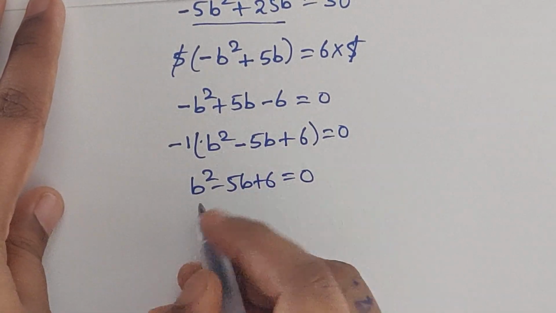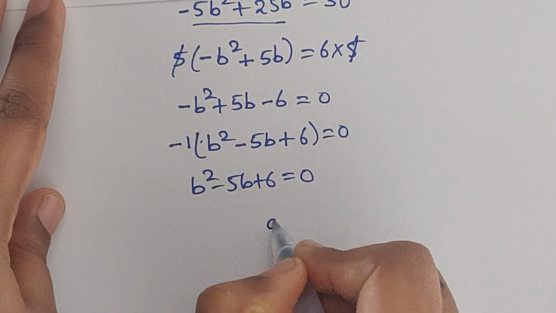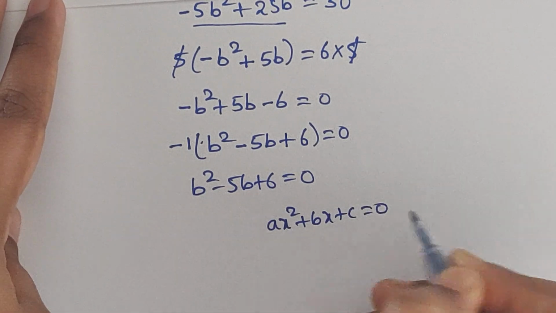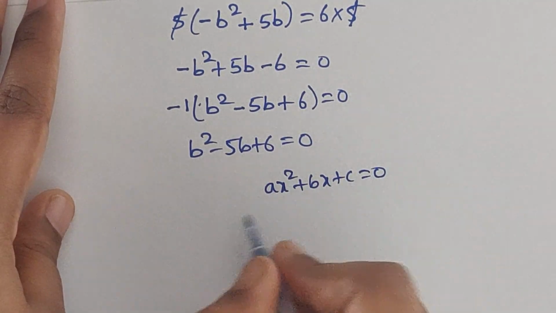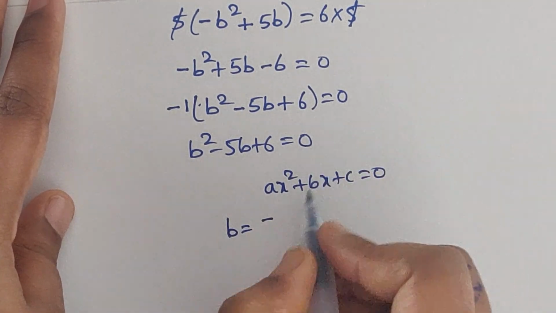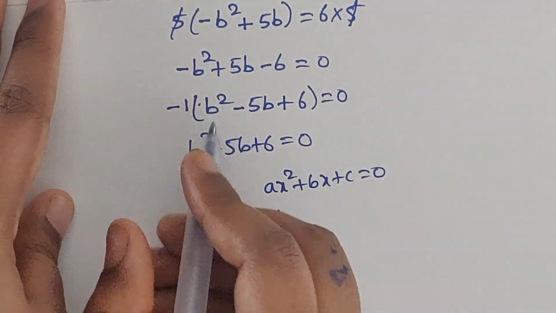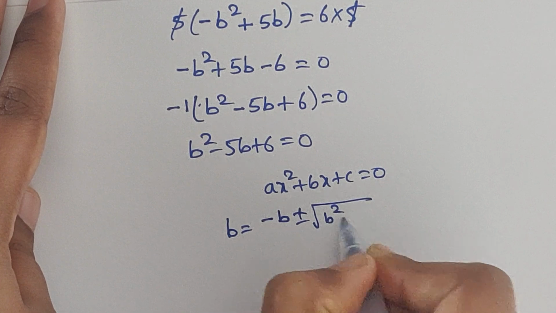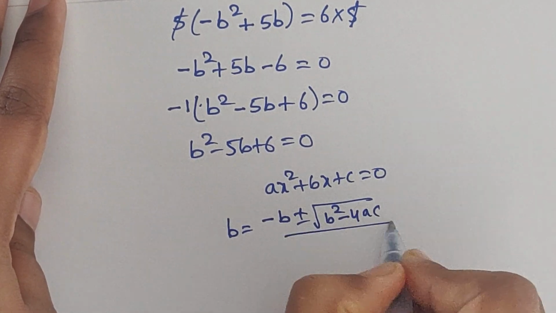So this is in the standard form, x square plus bx plus c equal to 0. Here we can use quadratic formula. So x equal minus b plus or minus square root of b square minus 4ac divided by 2a.